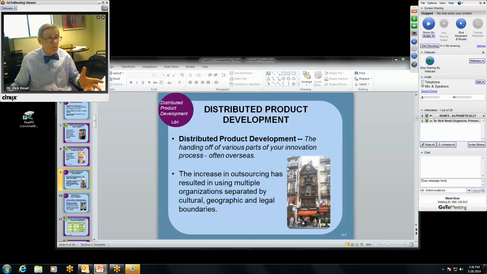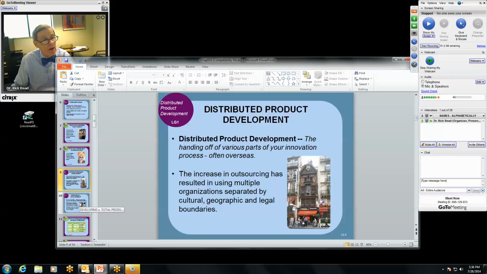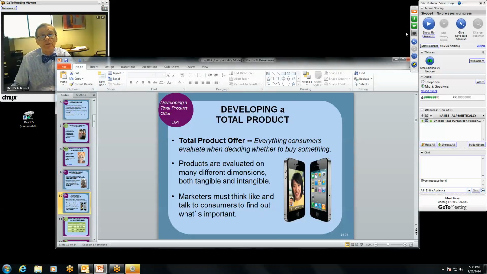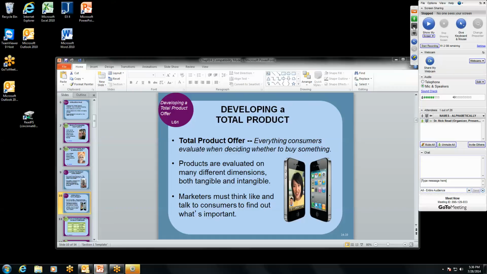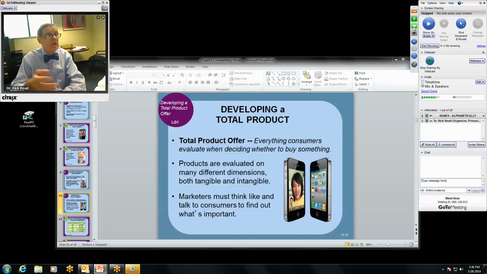By the way, the slide you see here, you can see on page 379 in your text. It just talks about going someplace and how things are different for McDonald's in other parts of the world.